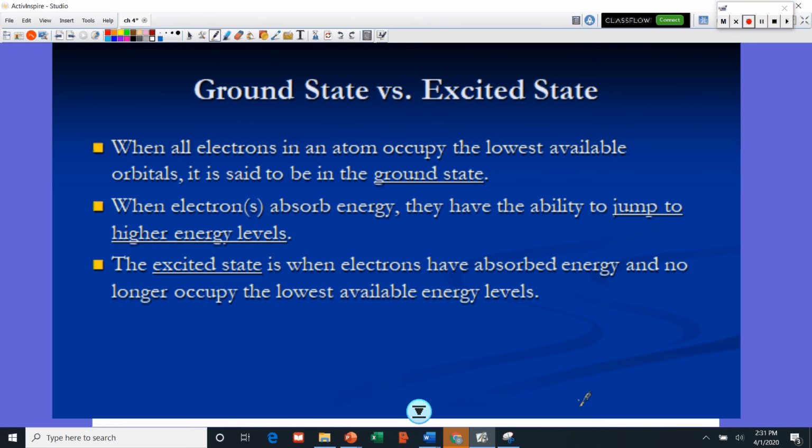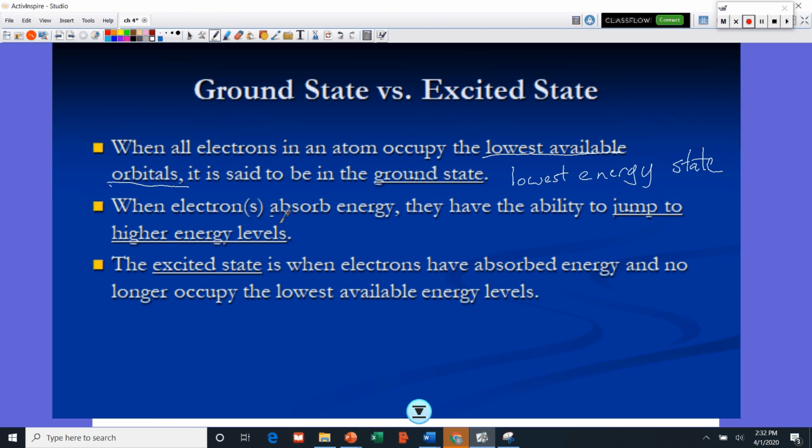Moving on, your homework is going to ask you questions about ground state versus excited state. So I wanted to give you these notes so that you can write them down or just come back to the video when you need it. When all electrons in an atom occupy the lowest available orbitals, or the lowest energy state, then it's considered to be ground state.